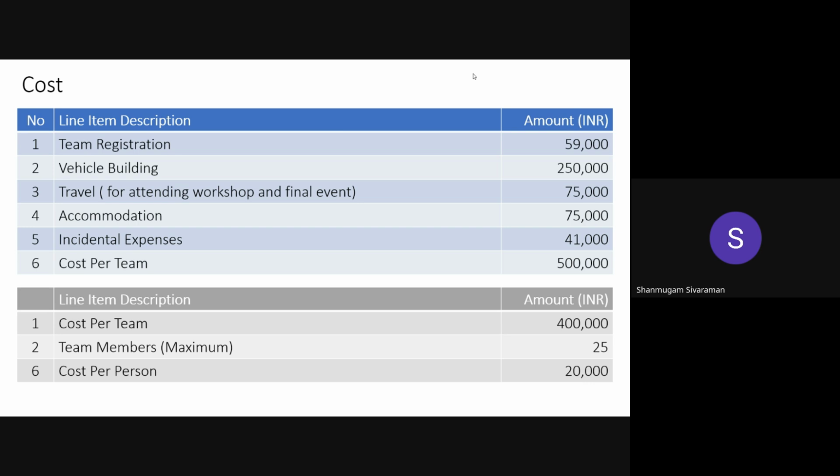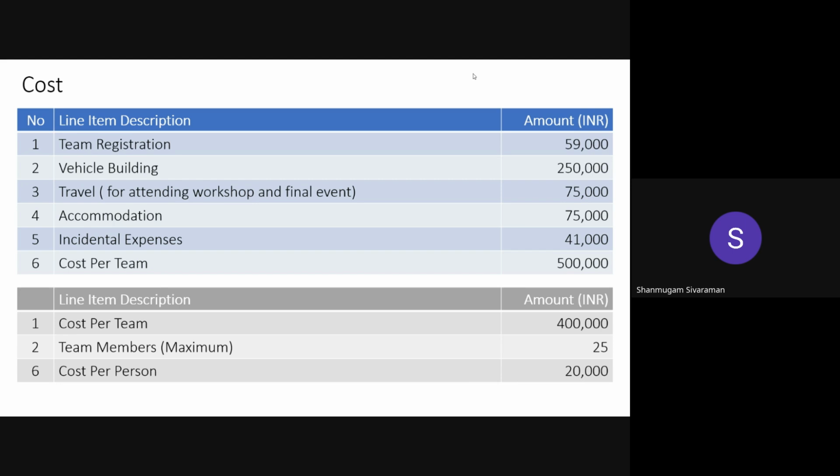Now look at travel for attending workshops and the final event. For approximately 25 people, I put something like 75,000 rupees, and for accommodation another 75,000 rupees. I'm putting about 3,000 per person. But how many people will attend at all, I really don't know, I put it for maximum. And any incidental expenses, like you may need some local travel to buy some components or items. Something which you cannot budget, that's incidental.